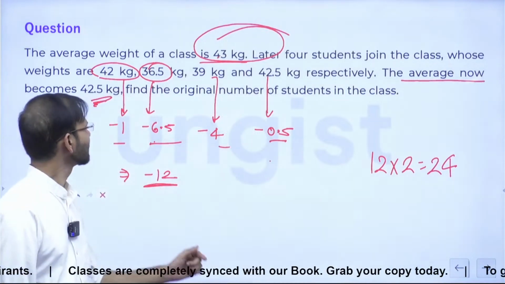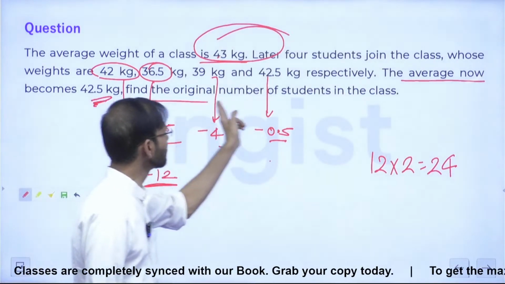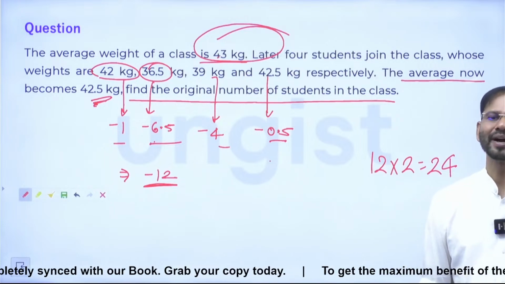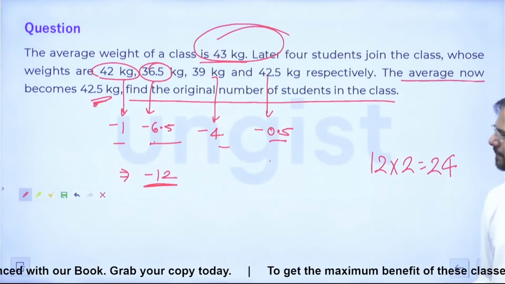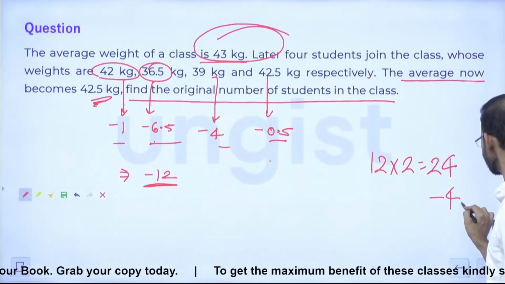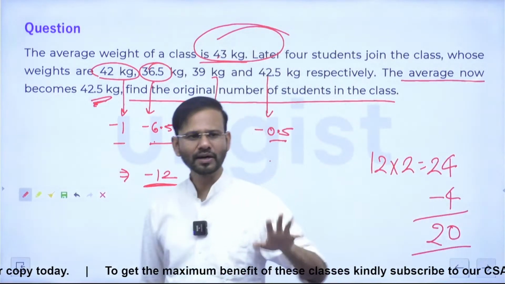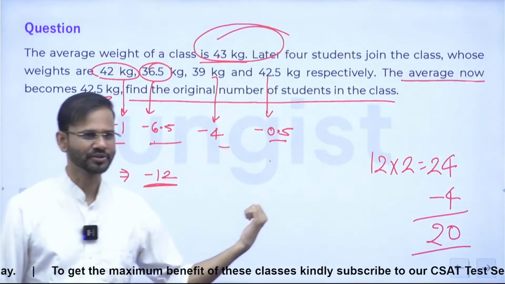The question is asking what? Find the original number of students. What is the answer? 24 minus 4 is 20. Right? Okay. Alright, good. So guys, hope it is clear now. Please note it down, everyone.